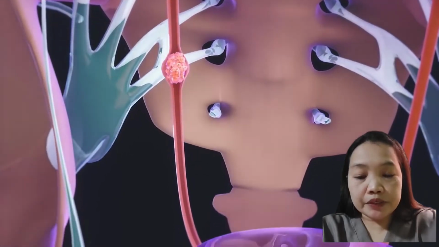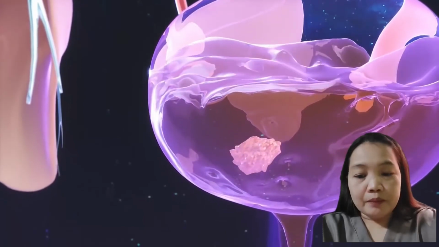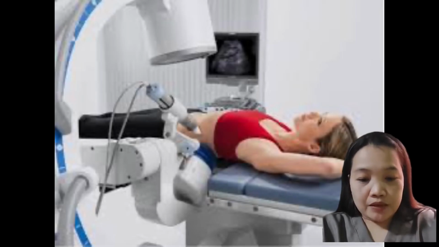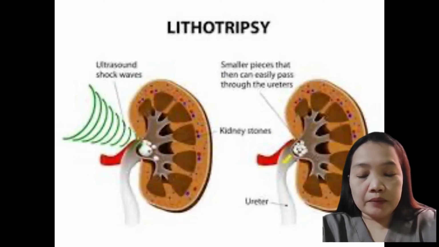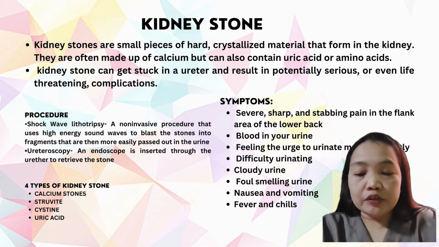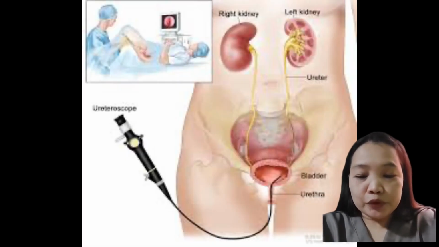The symptoms are severe, sharp and stabbing pain in the flank area of the lower back, blood in urine, frequent urinating, cloudy urine, nausea, fever, and chills. There are procedures for kidney stone: the shock wave lithotripsy, a procedure that uses high energy sound waves to blast the stone into fragments that are more easily passed in the urine. The second one is ureteroscopy. An endoscope is inserted through the ureter to remove the stone.